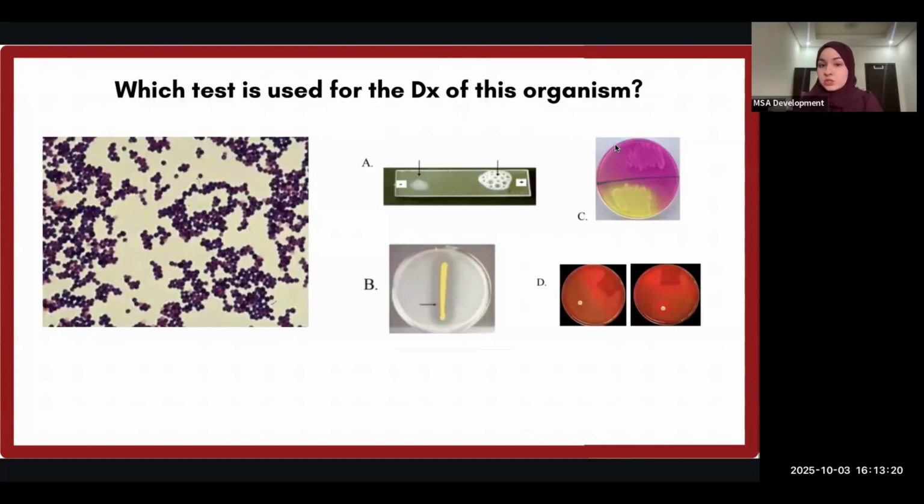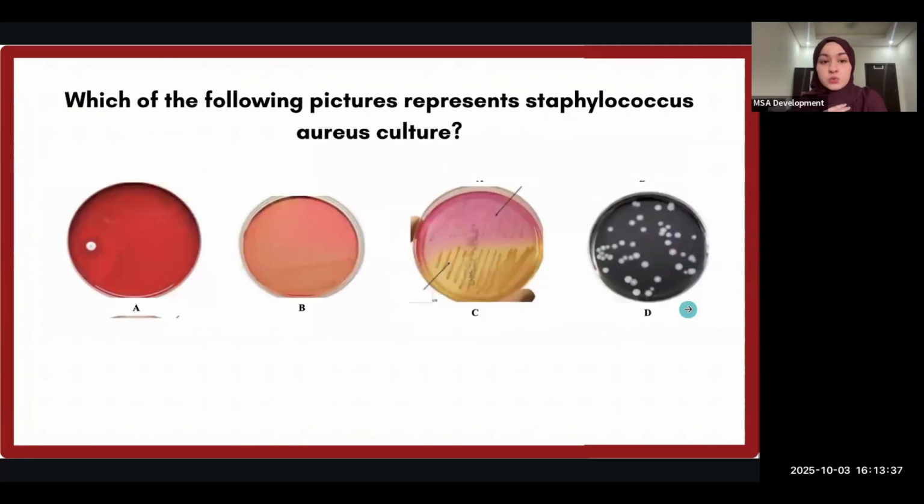I saw this answered in your OSPE file, and I think they put the answer as A, so I just wanted to clarify that in case someone mistakes it. And this is the optochin test, so it doesn't have anything to do with Staph. Okay, so C. Which of the following pictures represents Staph aureus culture? Again, same thing, mannitol salt agar, C.